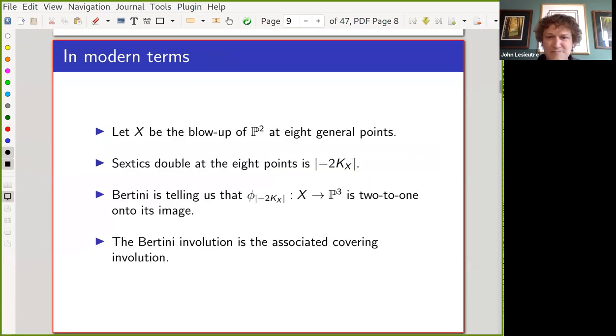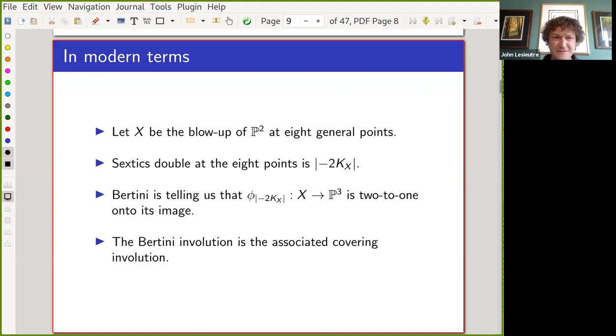All right, there's sort of a more modern way to say this, but I think the concrete picture is more helpful for us. If I look at the blow up of P2 at 8 general points, and then I look at minus 2kx, that's the linear system of sextics double at the 8 points. If you look at the map given by minus 2kx, so this is a famous divisor that's ample but not very ample. So the minus 2kx gives a map to P3. It's a 2-to-1 map onto its image, which is a singular quadric cone. And the Bertini involution is the covering involution associated to that 2-to-1 map.